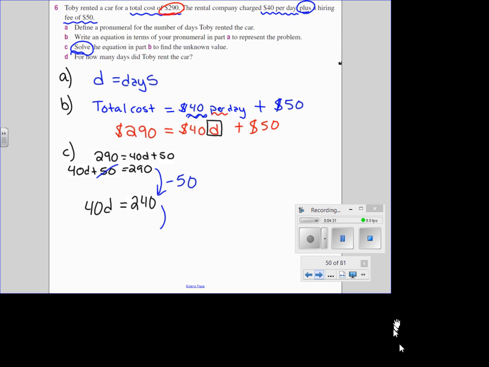My second step is to get rid of the coefficient. Remember, to get rid of coefficients, we divide by the 40, and therefore, I have now reduced my answer down to D is equal to, and then 240 divided by 40 is going to give us 6. Okay? So I actually know that Toby rented the car for 6 days in order to spend a total amount of $290.